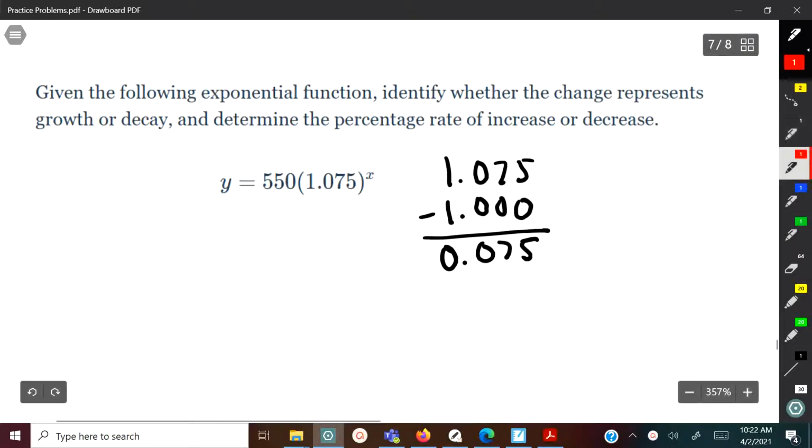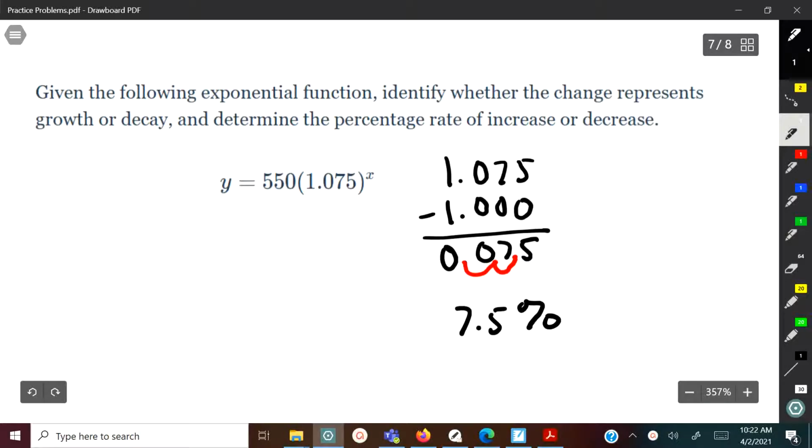And then step 3 is to move the decimal 2 places to the right, and then that's your percentage. So that's going to leave us with 7.5%. So this is growth, and it's 7.5%.